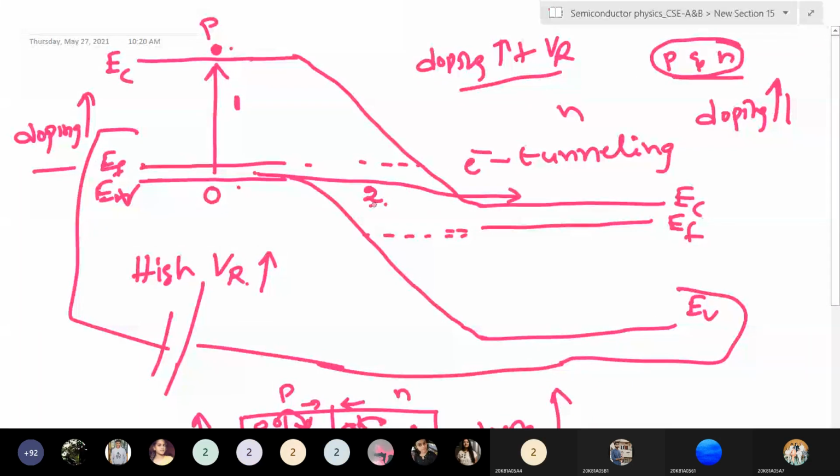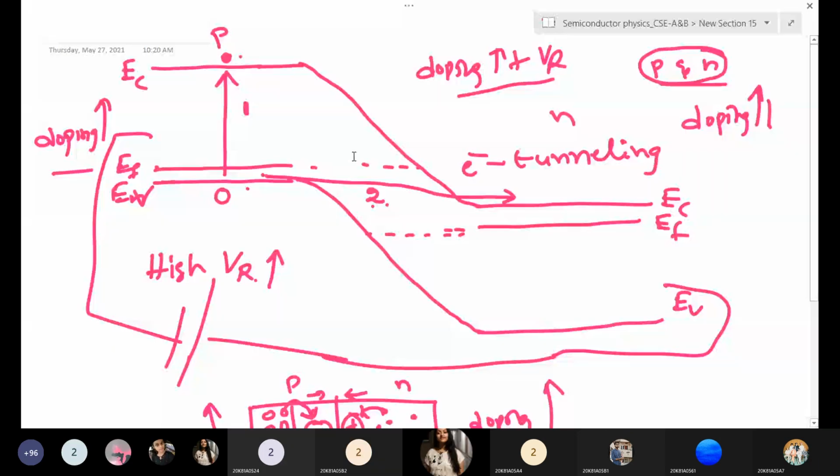Sorry, path length. Just a second. The length of path 2 is lesser than the length of path 1. That's why the electron, after breaking the bond, follows the easy path. That's why path 1 has the longer length. Suppose this is 2 electron volts. This will be lesser than that, maybe 1 electron volt. So here path 1 length is greater than path 2.